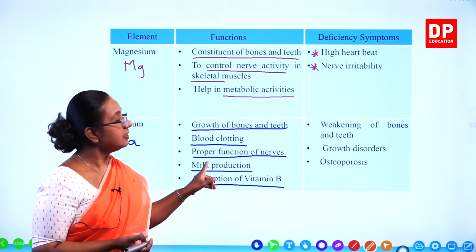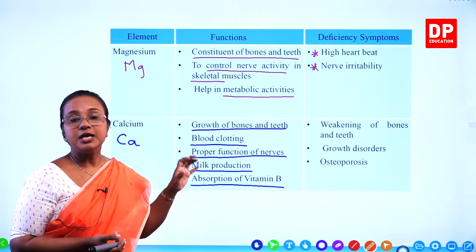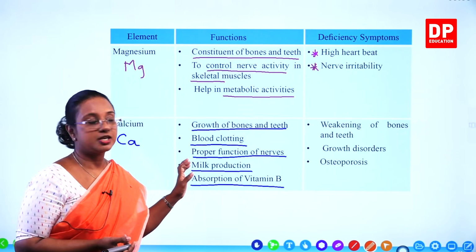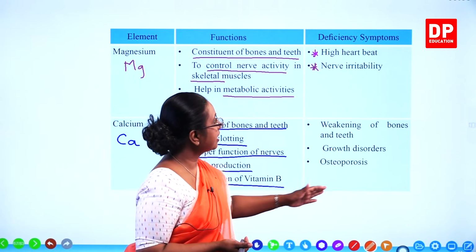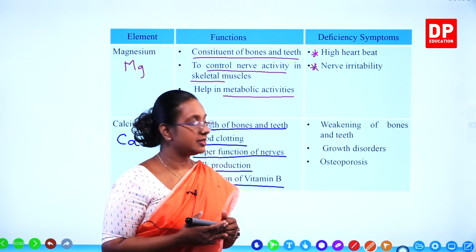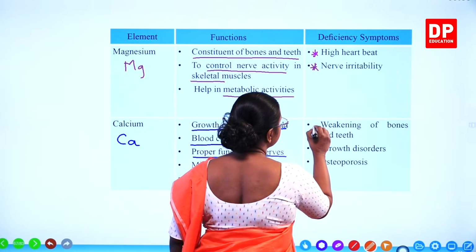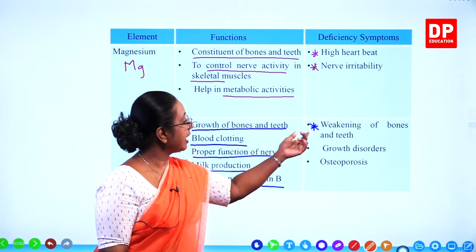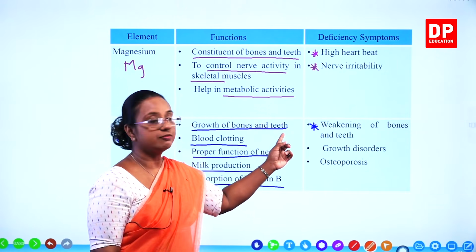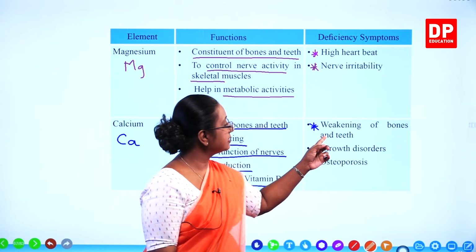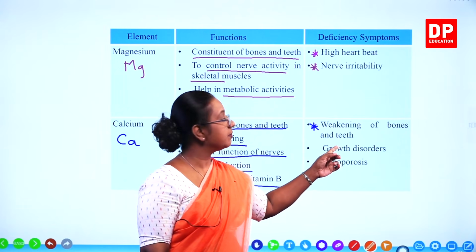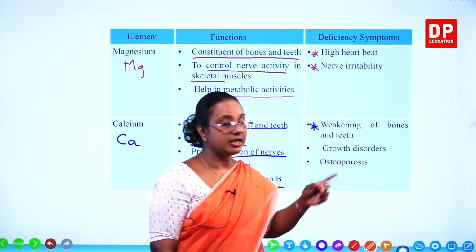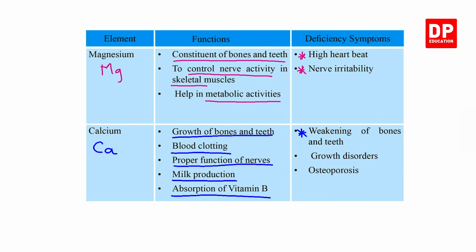Since these are the functions of calcium, if calcium is deficient, we will get these types of deficiency symptoms. The first one is weakening of bones and teeth. Since calcium is needed for the growth of bones and teeth, if that is not enough in the human body, the bones and teeth will become fragile. They will become weak. So then they can break easily.